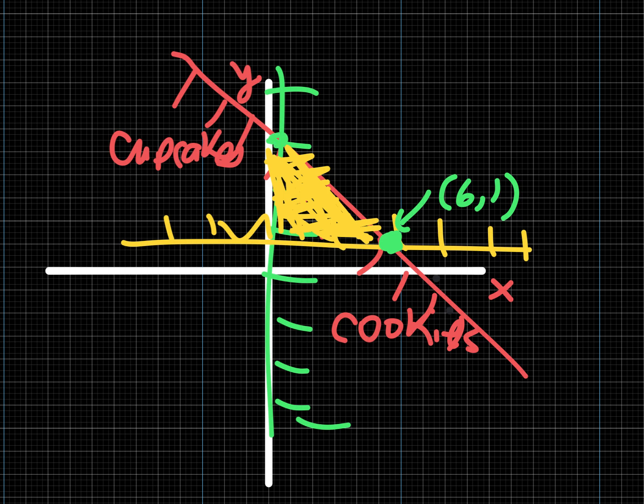Or you could make this combination up here, which I was being a little loose with my points here, but that'd be 1, 2, 3, 4, 5. I think that's supposed to be on the axis, so that's going to be 0, 6. So you could make 0 cookies and 6 cupcakes, or you could have something in the middle, like maybe in here. And that point right there might be 3 cookies and 3 cupcakes.